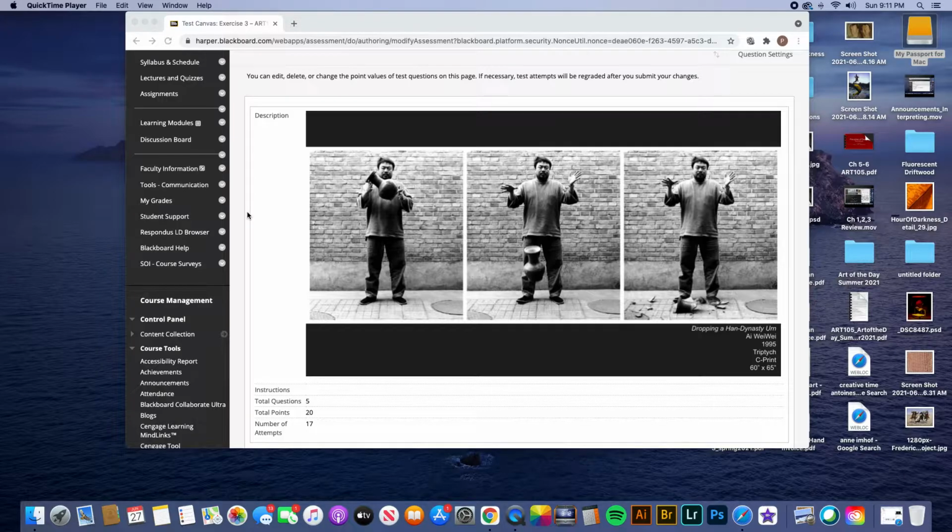Weiwei, 1995. A C print, which is just a fancy photograph, and it's actually 60 inches wide by 65 inches tall, each of them. So 3 photos, 60 inches wide, 65 inches tall. So that is just less than 6 feet tall.